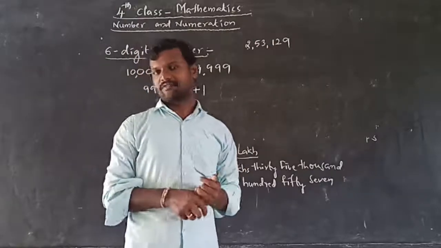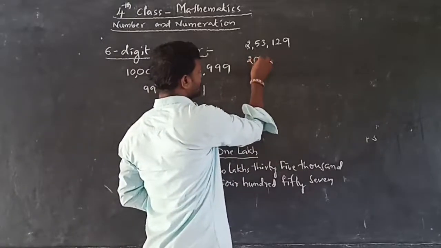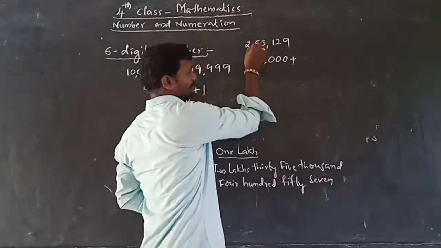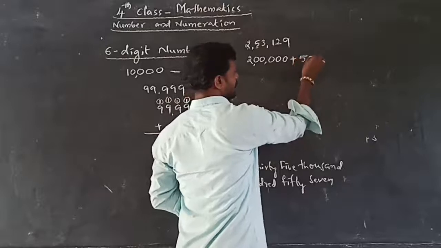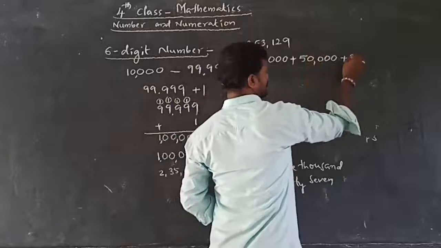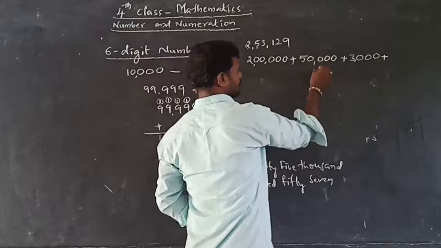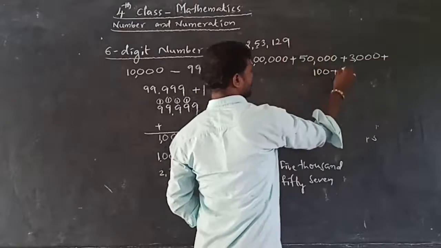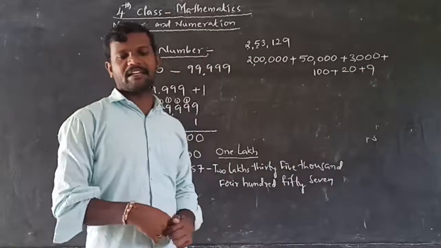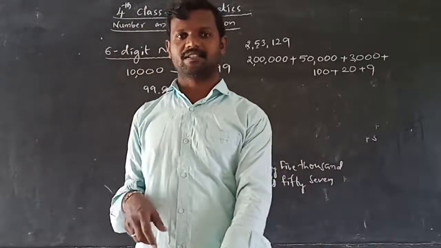And write the expanded form for that. How can you write the expanded form? 2 is in the lakhs place, so 2 lakhs plus 5 is in the 10,000s place. So 50,000 plus 3 is in the thousands place. So 3,000 plus 1 is in the hundreds place. So 100 plus 29 means 20 plus 9. Okay, it is the expanded form for that number. Okay, children, how many digits? It is a 6-digit number.